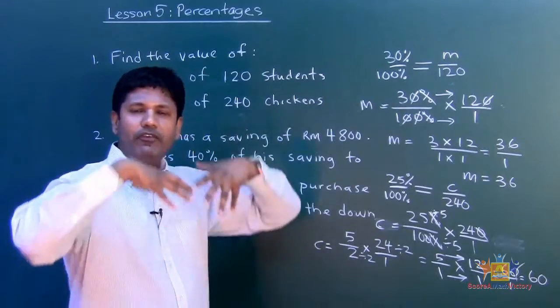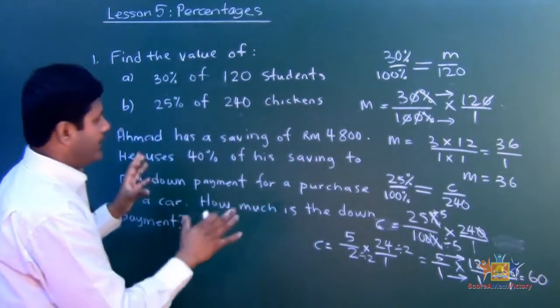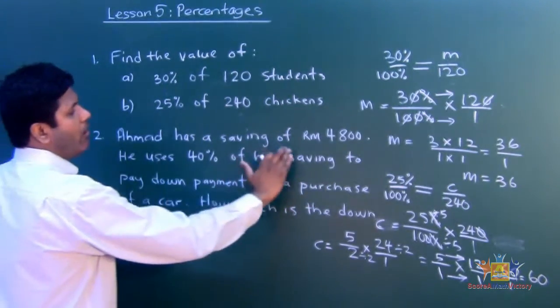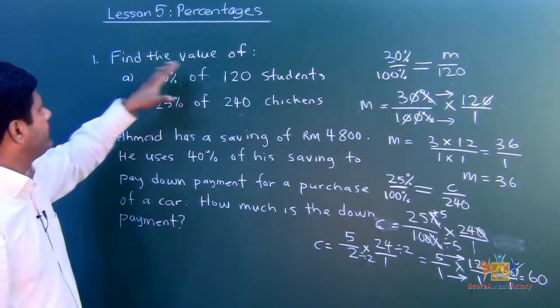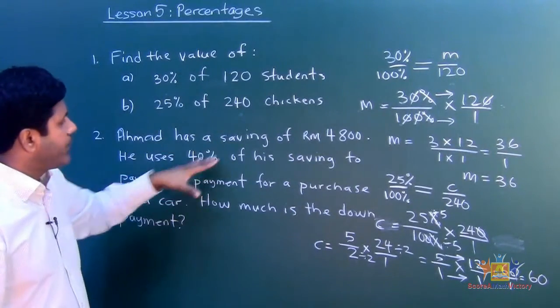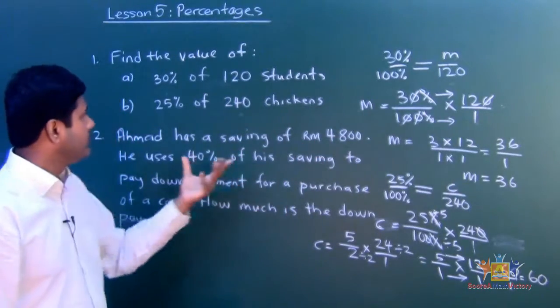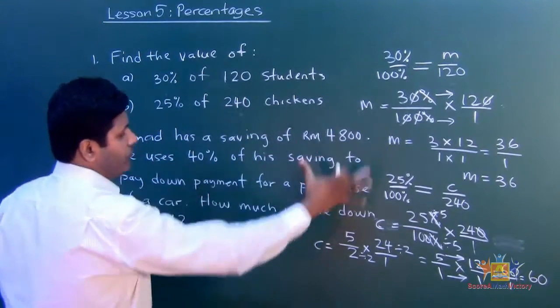See that? I put it in the form of a word problem. I just elaborated that. In other words, I could have just written it this way: 40% of 4,800. Find the value of 40% of 4,800. I could take all this out. I took this and put it in the form of a word problem.